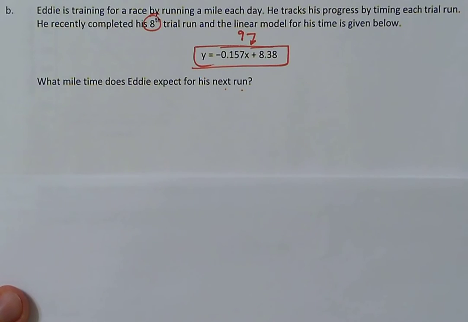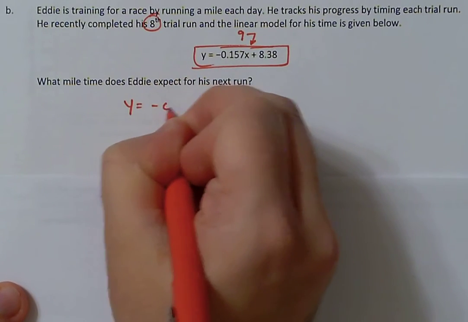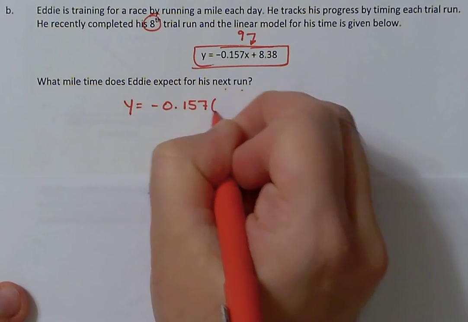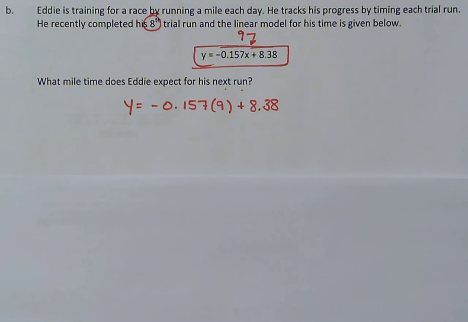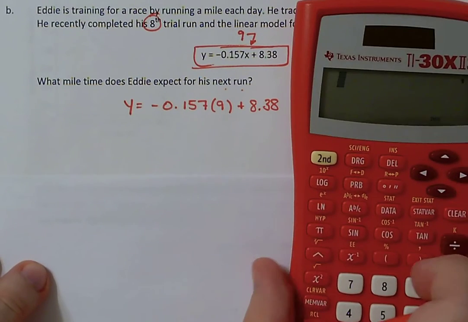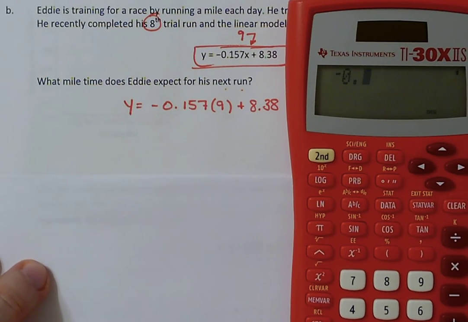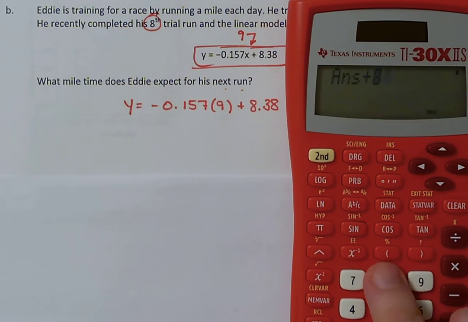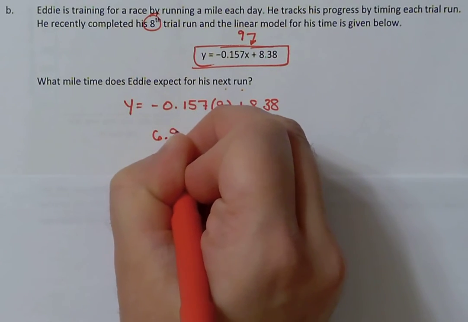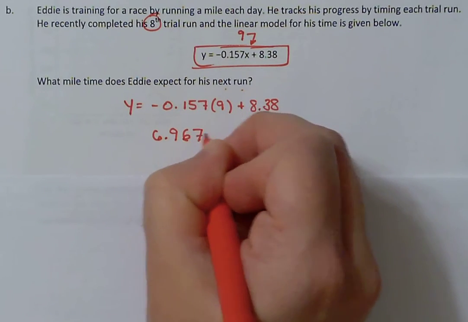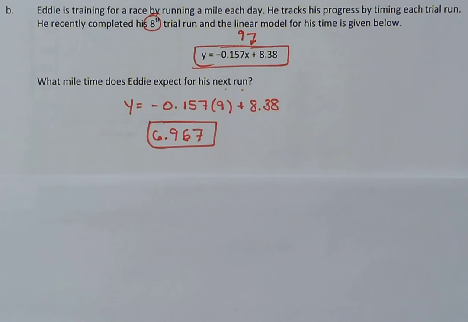So to figure out what mile time he should expect, we're going to do y equals negative 0.157 times 9 plus 8.38. So we're just going to go through and calculate this. Negative 0.157 times 9 is going to give us negative 1.413. And if we add 8.38, we get 6.967. So for his next run, he should expect to run a 6.967 mark for his trial run.